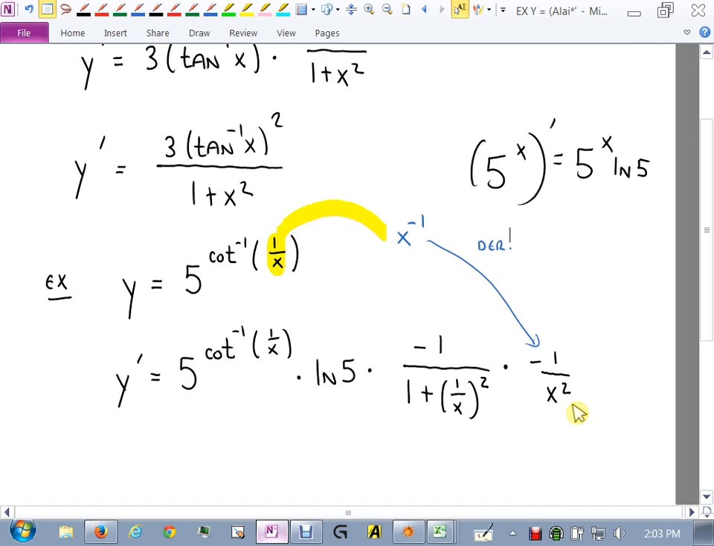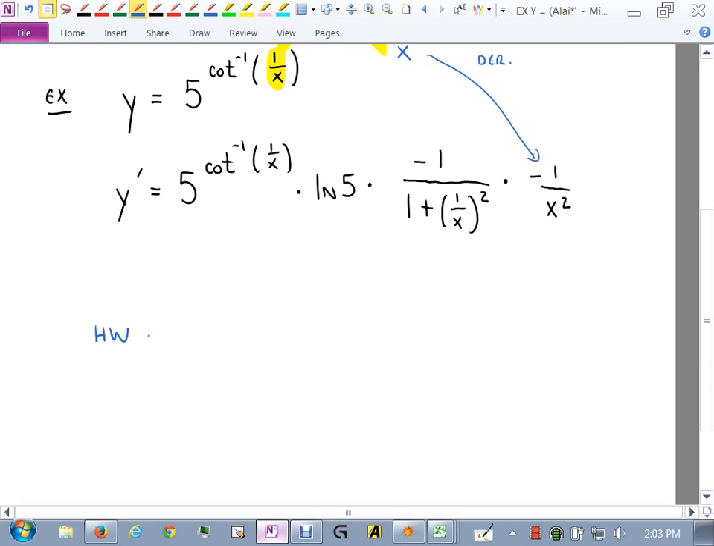Okay, for homework, I'd like for you to look at page 184 and just go through those, they're all pretty good. 17 through 29 odds. And then, yeah, that'll be good.